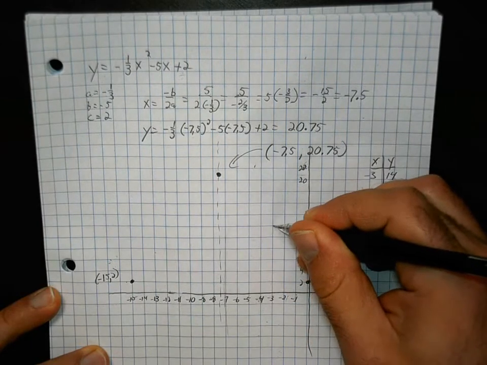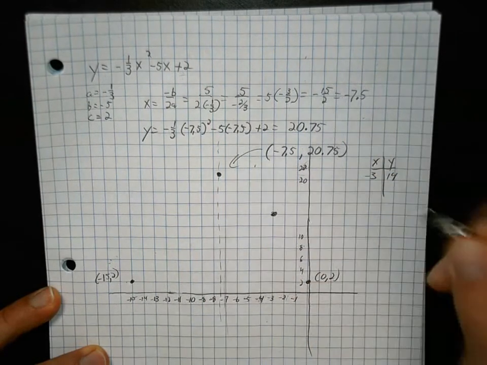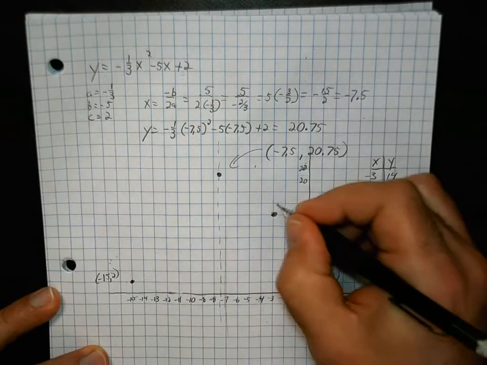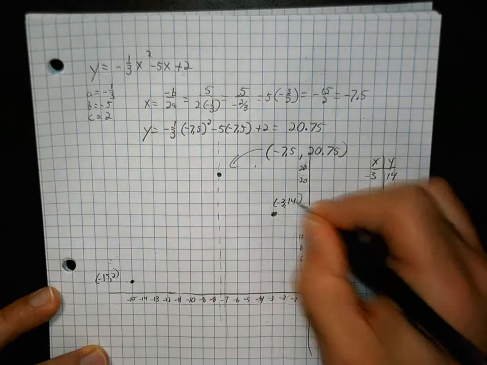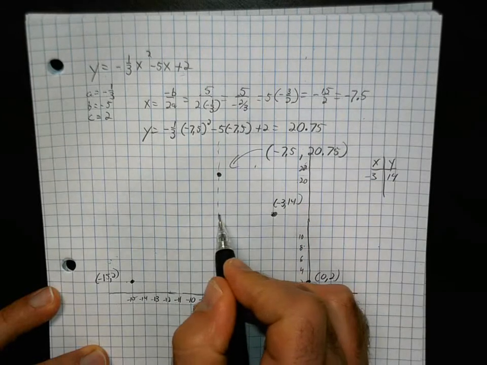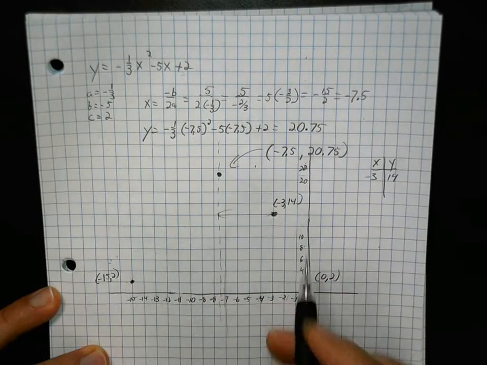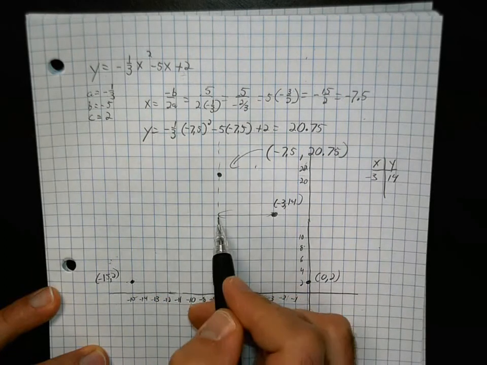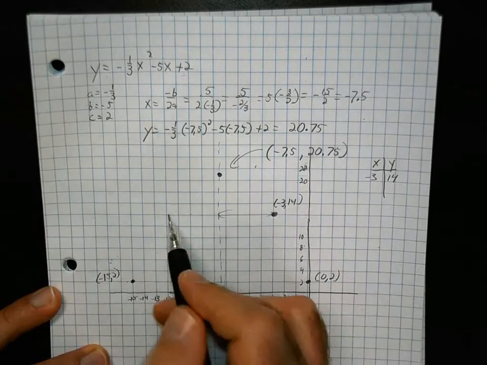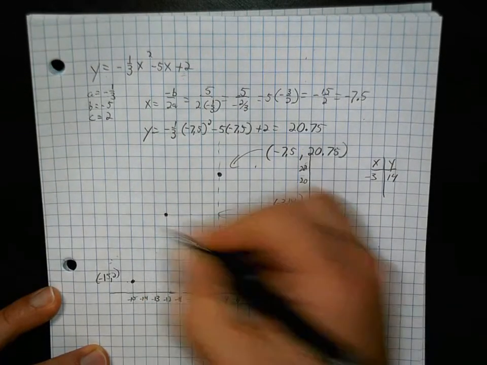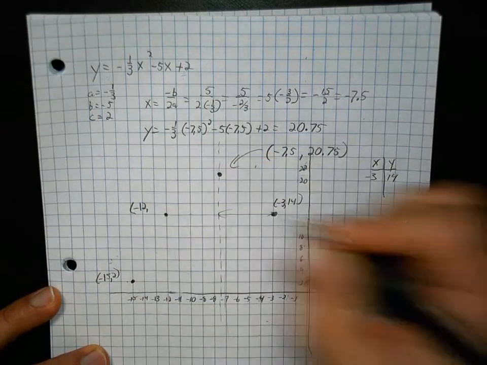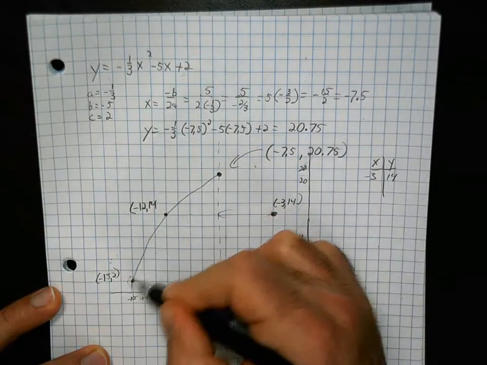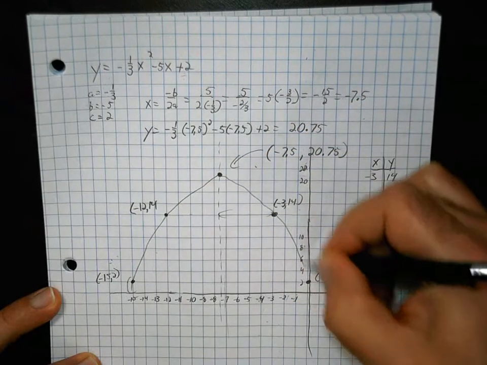Here's 10. Be right here. I reflect that over to the other side. That's where you got to be a little careful. How far am I away from the line of symmetry here? About 4.5, so I got to go another 4.5, which would put me right here, which would be negative 12, 14. Okay, so now I've got my 5 points. Plot my graph, and you've got it.